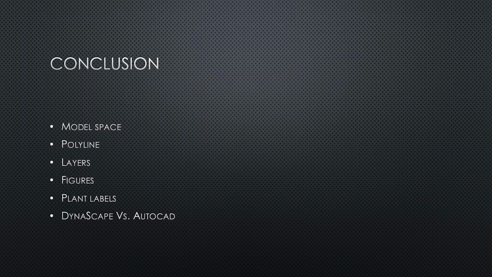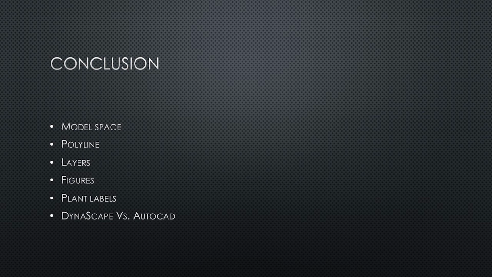In conclusion, DynaScape has 5 key features. In model space, you can create a new image drawing in 1-to-1 dimensions that can be translated to real-world measurements, and a template can be added to draw over and trace quickly to recreate a drawing. Polylines and closed polylines are tools that can be used to make smooth arcs for flower beds and create hatches for paths and patios.